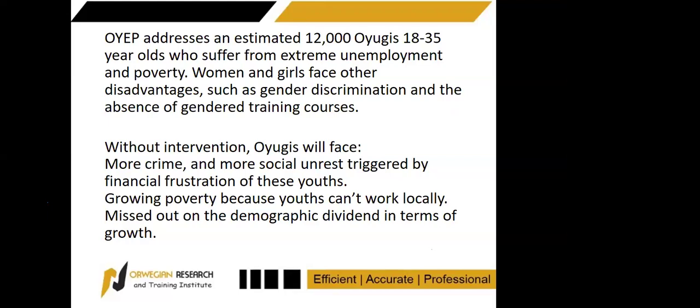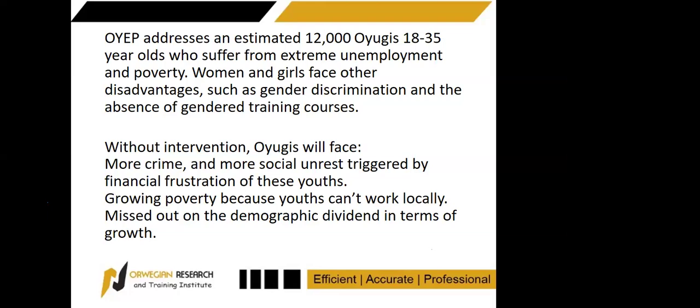Without intervention, this is now, if we do nothing, what will happen? Oyugis will face more crime, more social unrest triggered by financial frustration of the youth, growing poverty because youth can't work locally, missed out on demographic dividends in terms of the growth. This is consequences of inaction. That is very, very important that whenever we are writing this section, that consequences of inaction must come out very, very clear. But after consequences of inaction, please, can you go to the root cause?